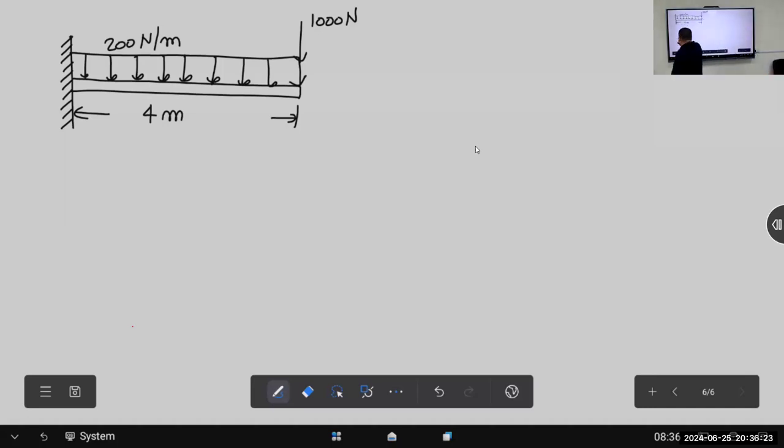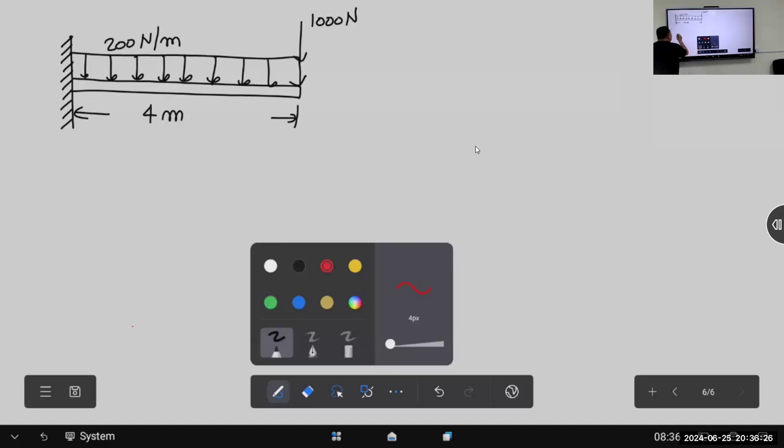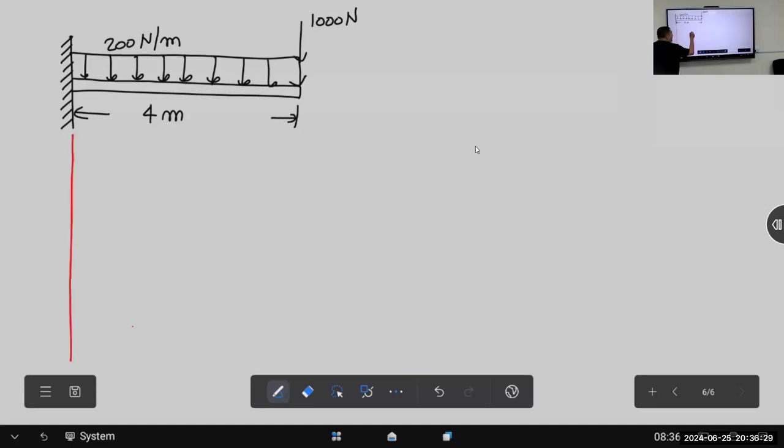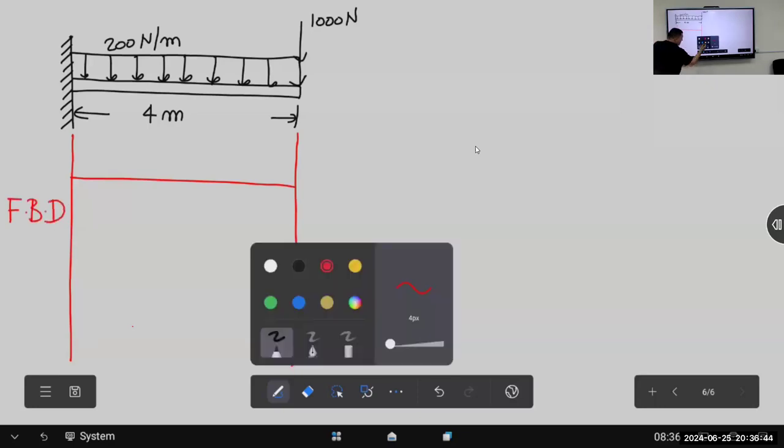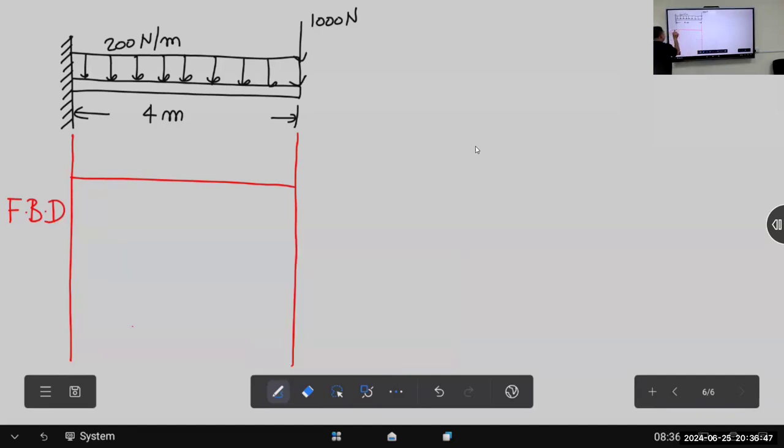Agreed? First, let us do what? Free body diagram. We are going to do the free body diagram step by step. Remove the support. I have reactions, assume at A: XA, then YA, then moment. I will not give you the direction of the moment for now.